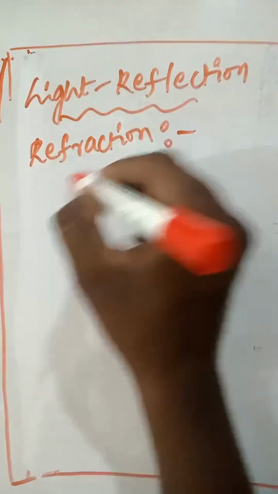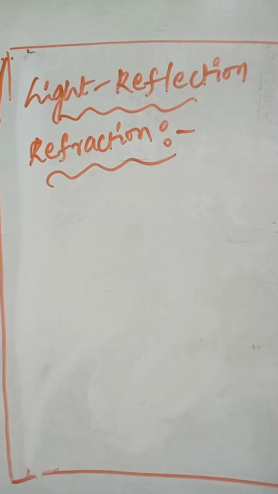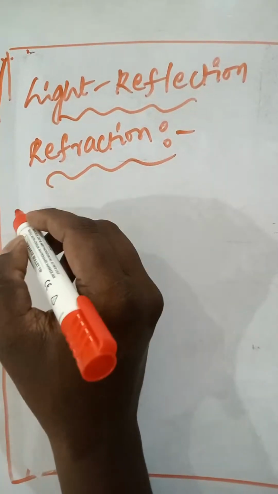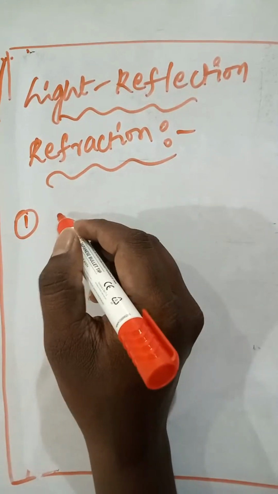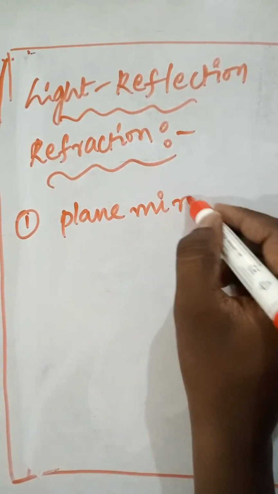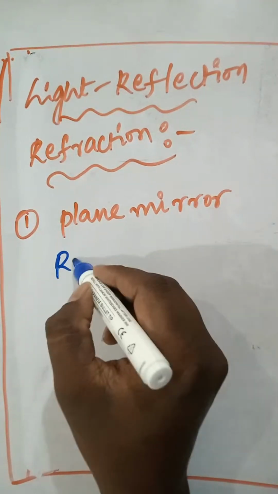So in this topic, what are the topics, from the index point of view, what are we going to discuss? First point, we'll talk completely about the plane mirror. And next, the reflection part in the plane mirror, I'll talk about that.